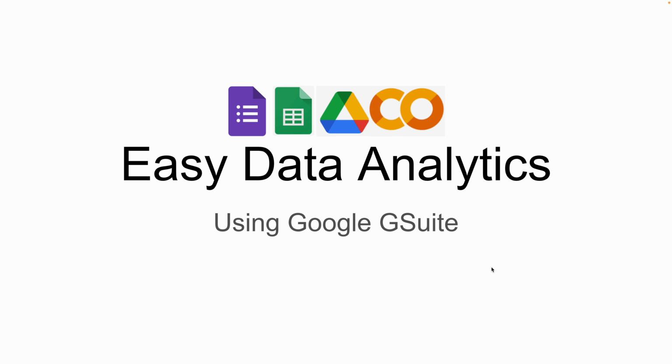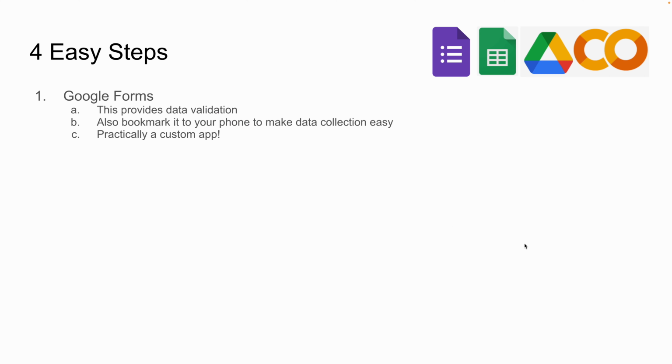personal information. So there's four key products that I'm using and they're all chained together, but you can use them too. So we'll go through them. There are four easy steps. The first one is Google Forms.